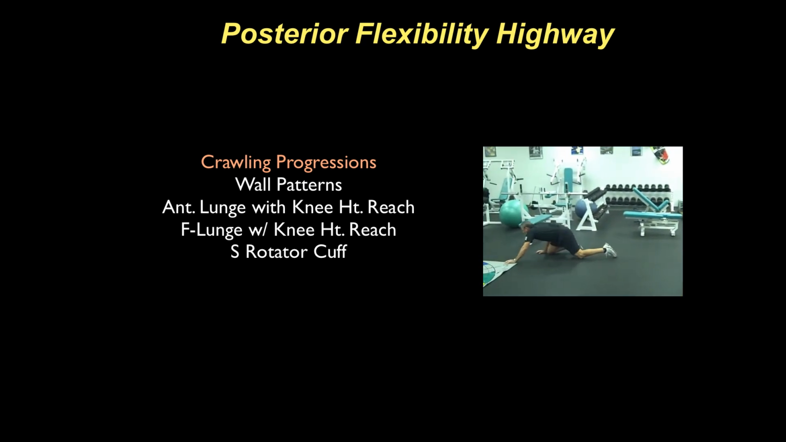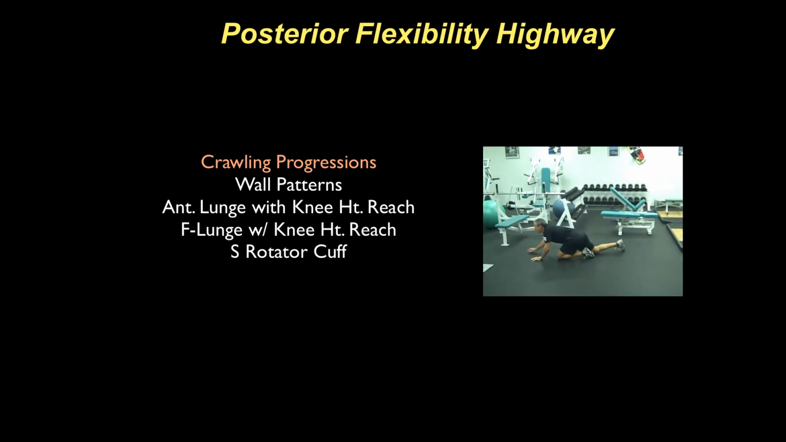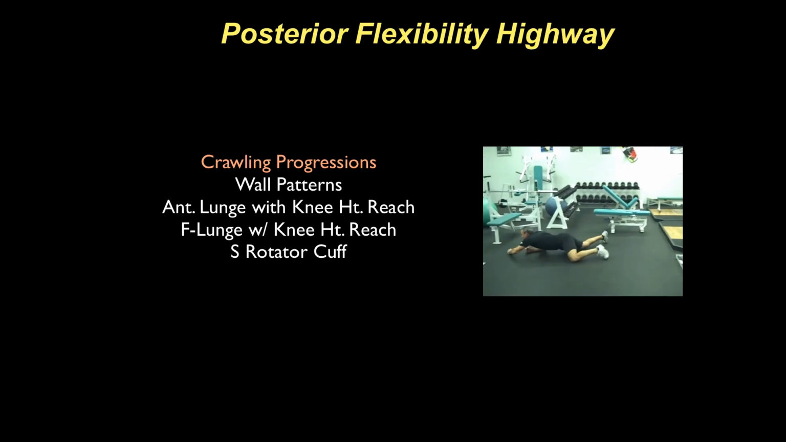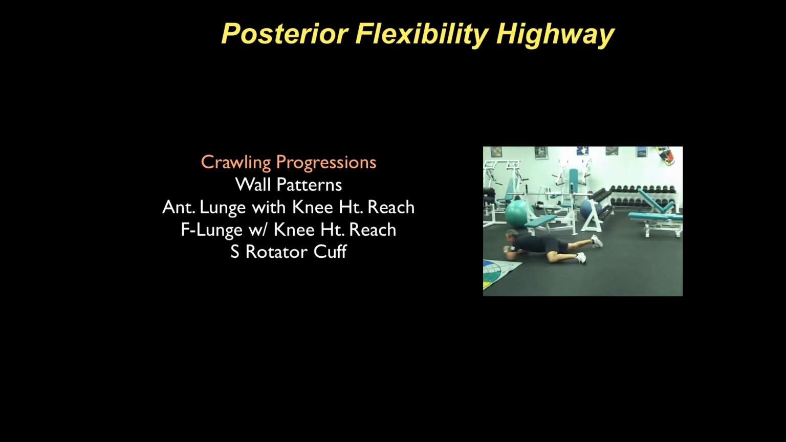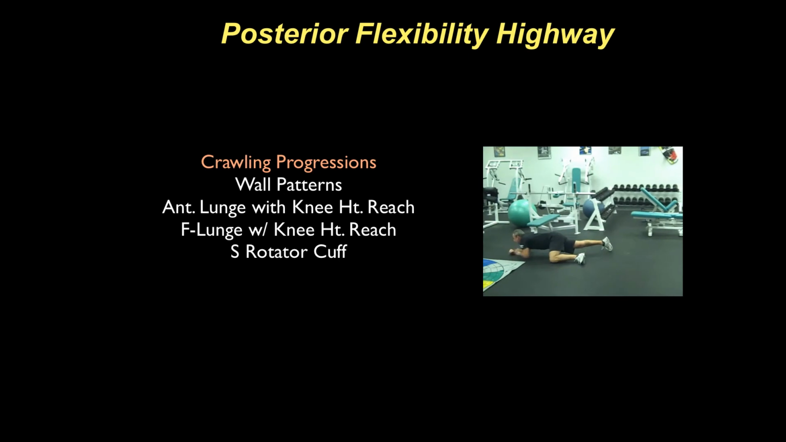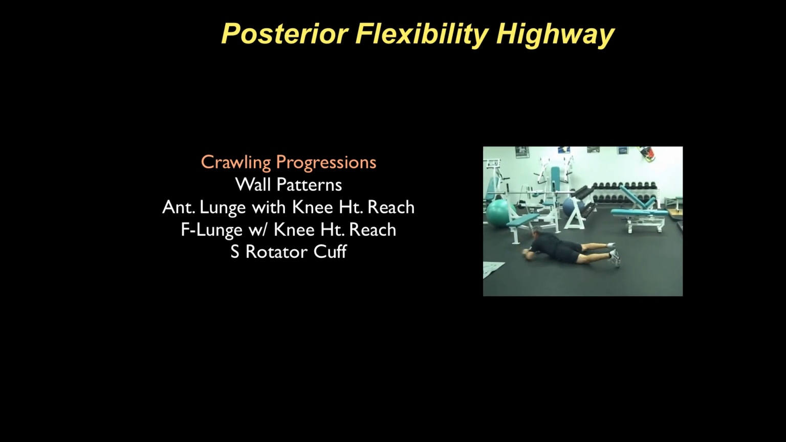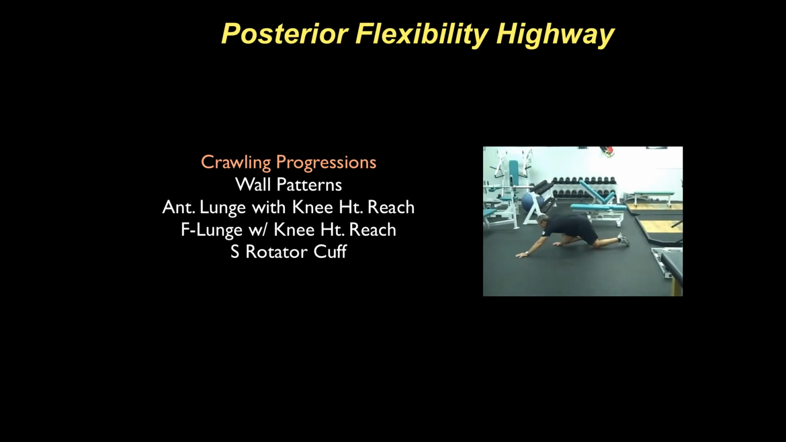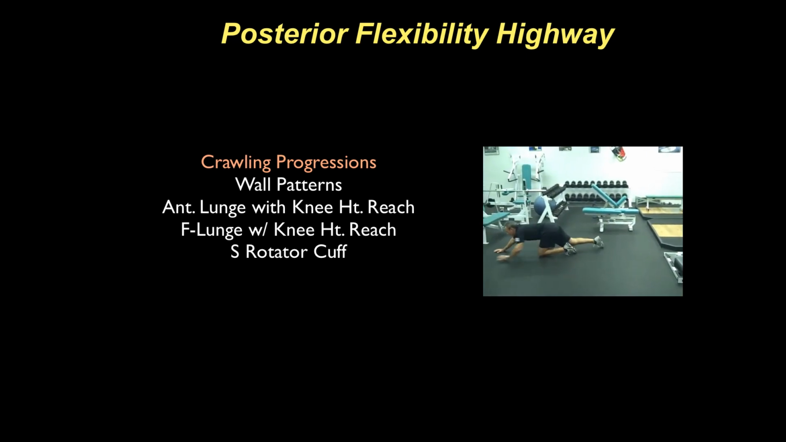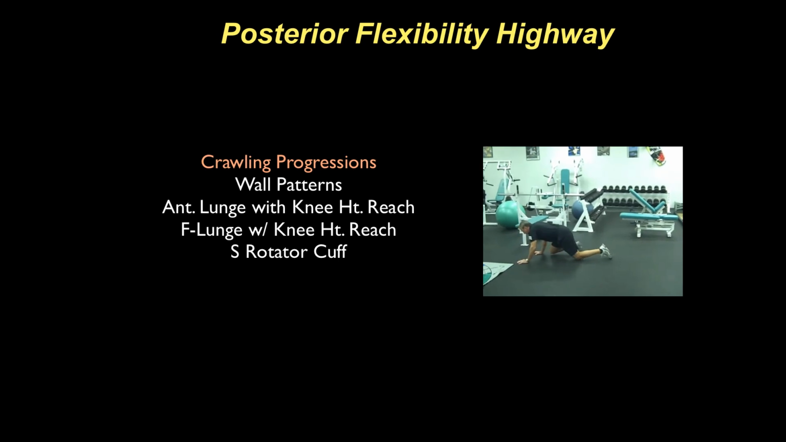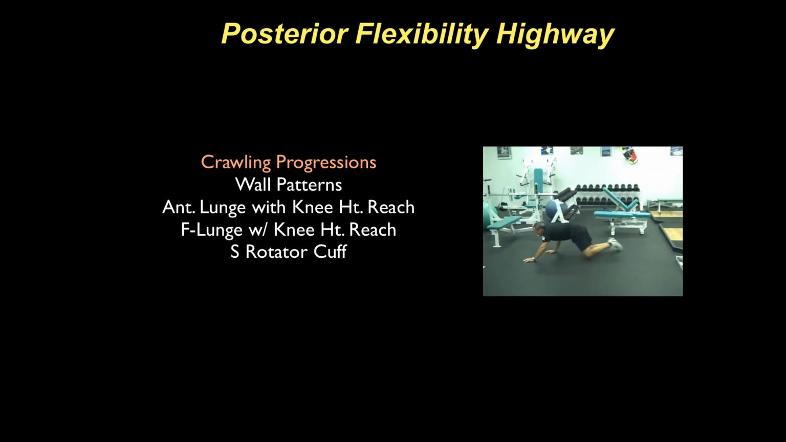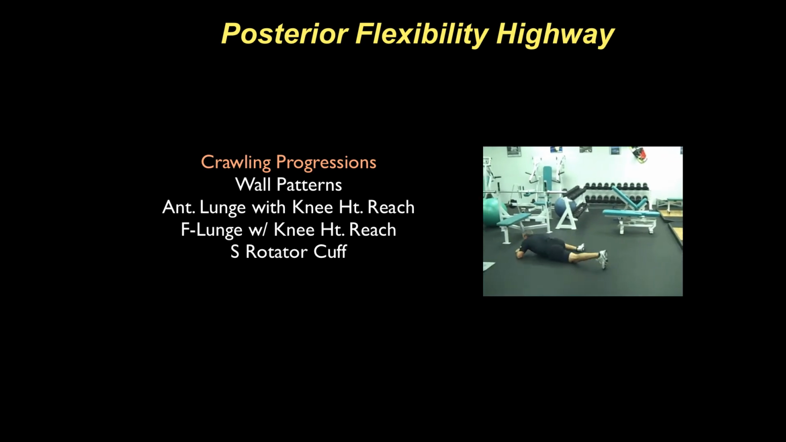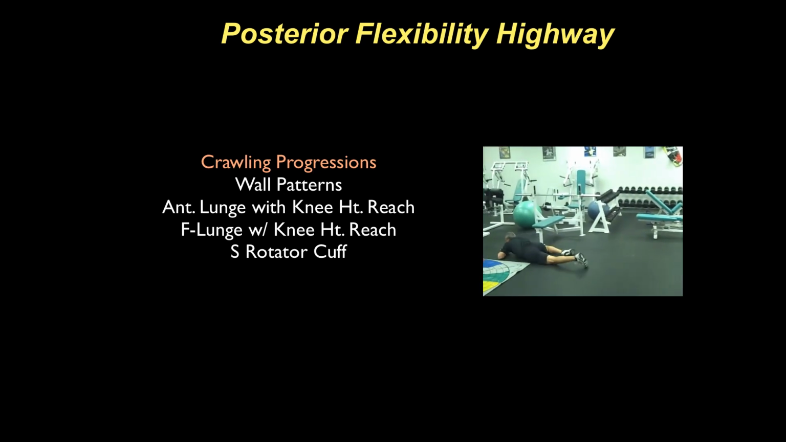Even though crawling progressions are categorized in the posterior flexibility highway, this really affects the anterior flexibility highway as well. Do not overlook the effectiveness of crawling patterns. It allows a contralateral coordination of primal movement patterns. This action loads both the posterior flexibility highway and the anterior flexibility highway. With long reaching, it can even impact the X factors. Be cautious of those that cannot place pressure upon their knees.